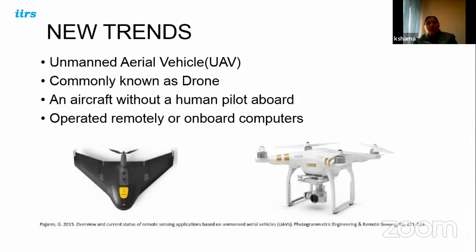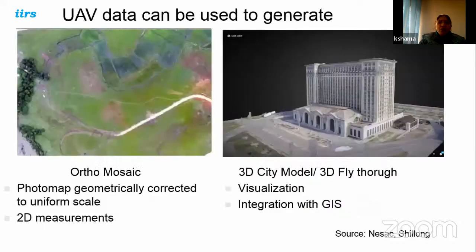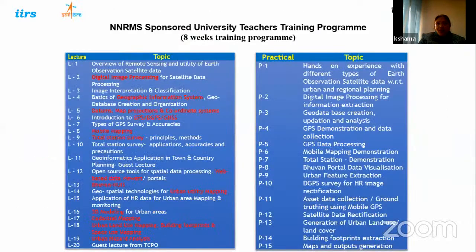In the future it can be a very important and well utilized technology in urban planning, because pilot projects are now going on with UAVs for property management and property survey, and many other exercises. This can be very good data, where it provides you an orthomosaic, a 3D city model and 3D fly through. You can fly the UAV at different heights and create these, and many other applications will come over a period of time.